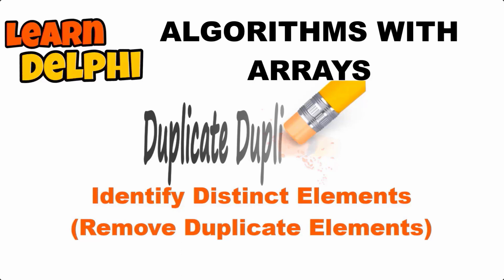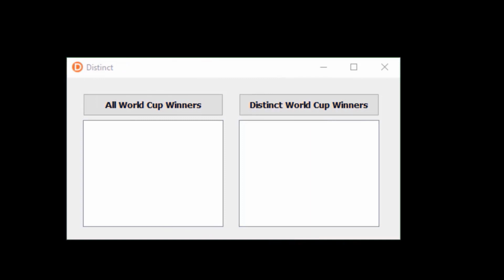In this video, you will learn how to find distinct elements of an array. An array may contain some elements that are duplicates. Sometimes you must display each value only once by removing the duplicates. You can remove duplicate values with the distinct algorithm. I will demonstrate the distinct algorithm with this project that you can program with me.